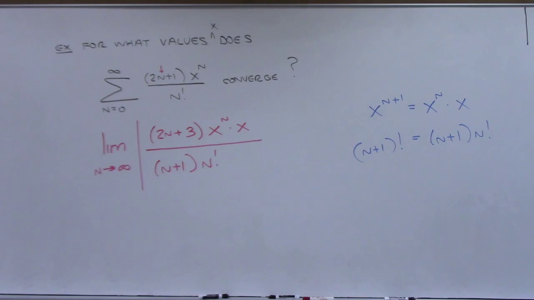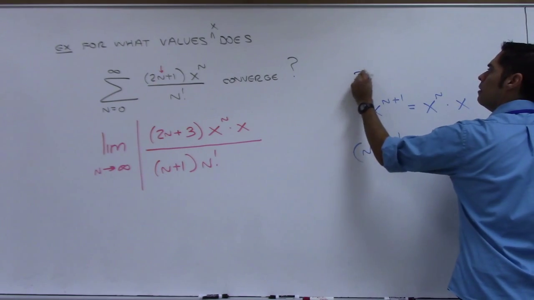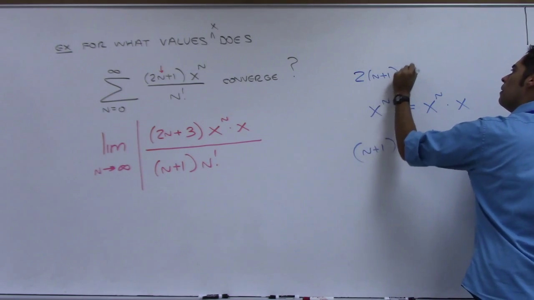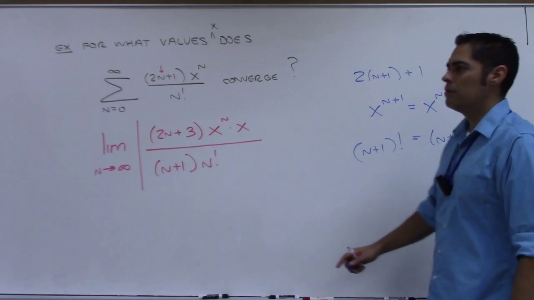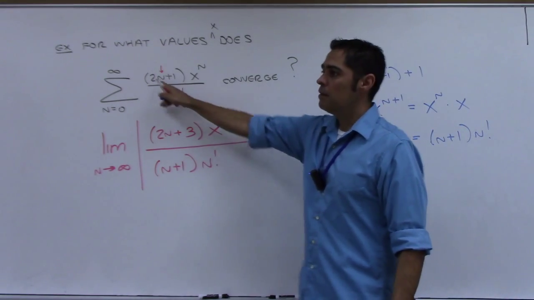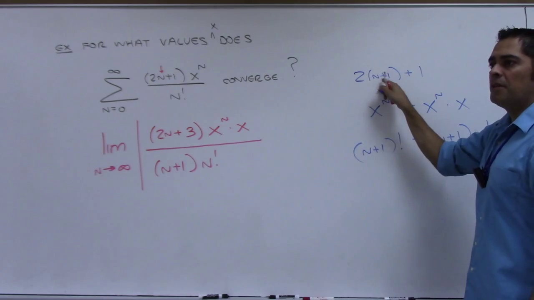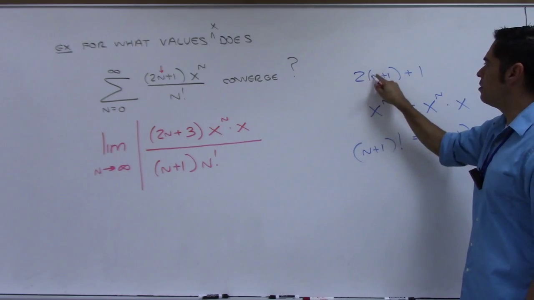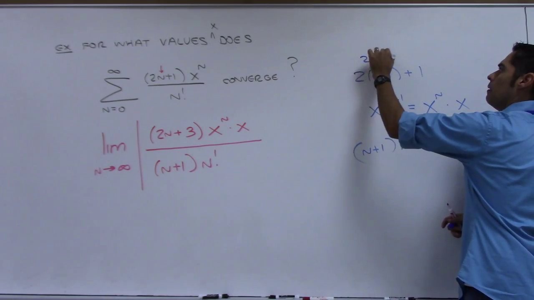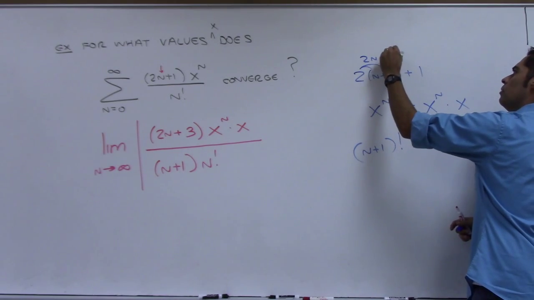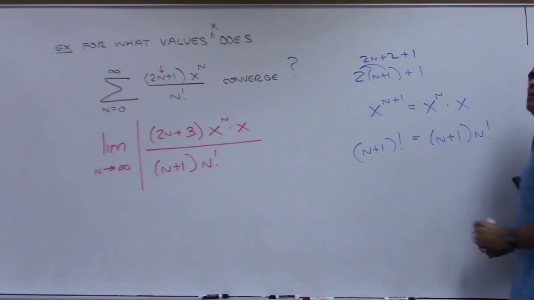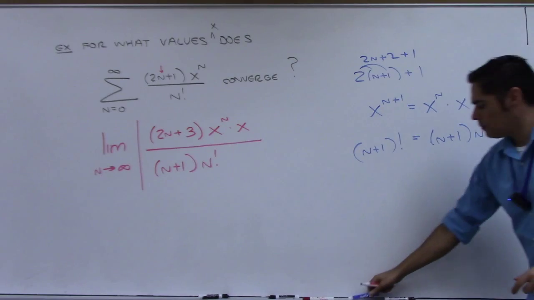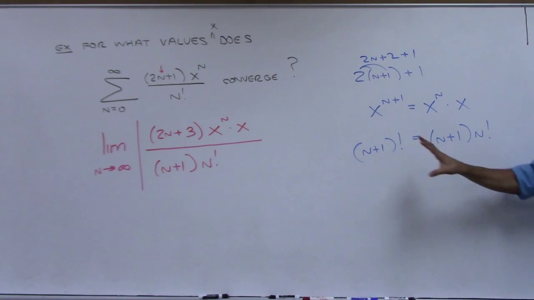He distributed the... I'm replacing that n with n plus 1. But the 2 has to hit that. So it's got to distribute: 2n plus 2, and then I had a 1 out here. So we're good with that?